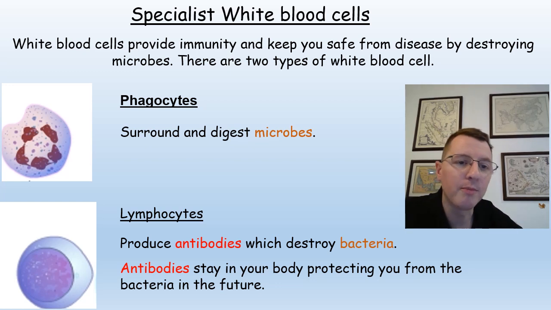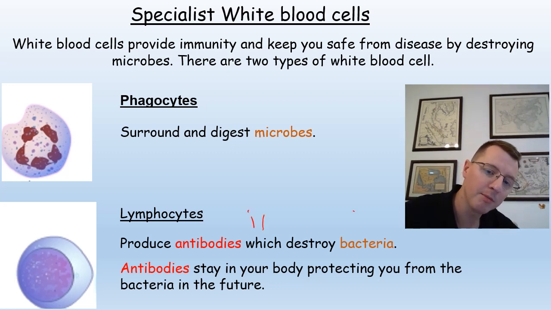Specialist white blood cells. So white blood cells can provide immunity and keep you safe from diseases by destroying microbes. There's two main types of white blood cell: phagocytes, which will surround and digest microbes, that's their function, and lymphocytes, which will produce antibodies, and those antibodies will destroy any bacteria that have entered your body. The antibodies will also stay in your body for a very long time, protecting you from a bacteria in the future, and that is known as immunity.